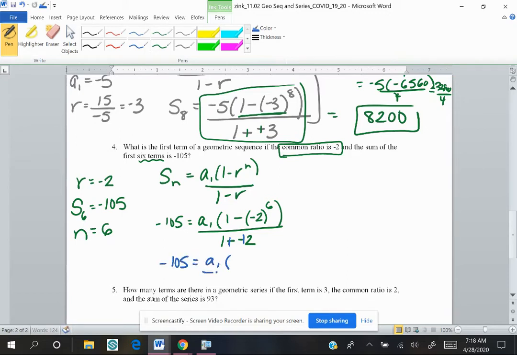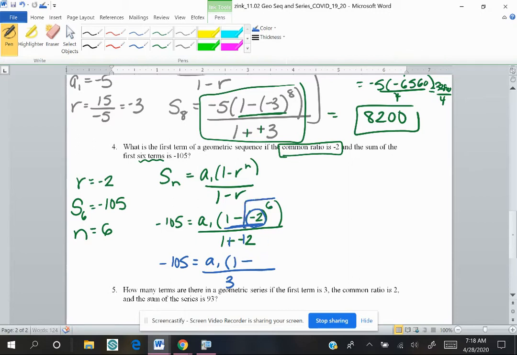So now I'm going to start to simplify here. Again, be very careful here. You cannot, I repeat, you cannot change this to 1 plus 2 to the 6th. -2 is being raised to the 6th power. You have to do exponents before you do your addition and subtraction, so you cannot change that sign.